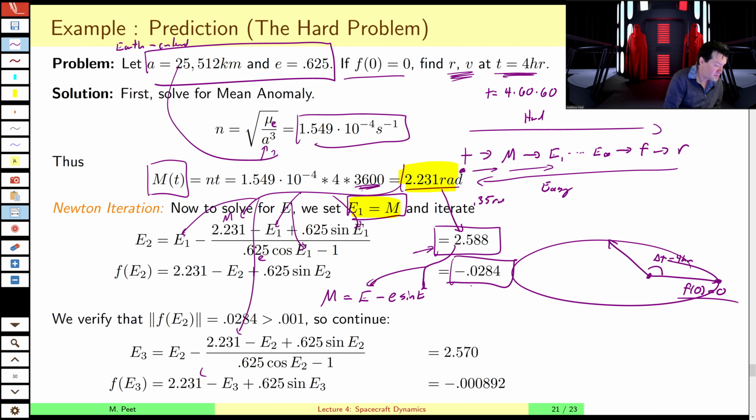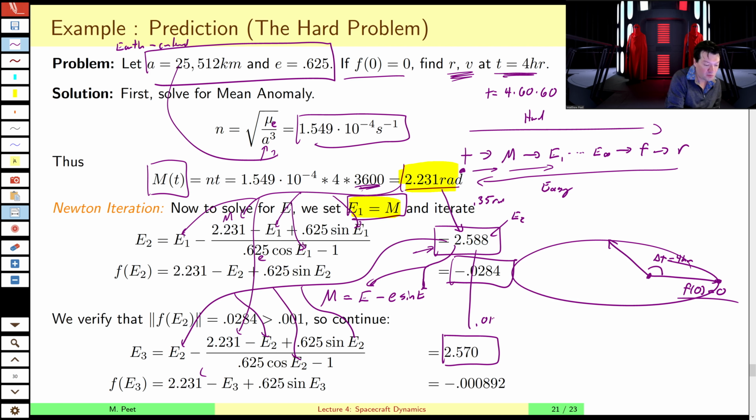So let's keep going. We'll take now this value for E2, right? Plug that in for E2 and repeat the process. So plug that in there, and there, and there. And we've got our next iteration just by calculating those numbers. M hasn't changed, it's still the same. E hasn't changed. And we now get another estimate for the eccentric anomaly, which now has only changed by 0.018.